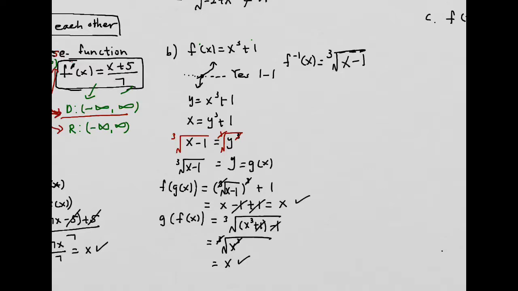And let's see if we can find the domain. It's easier to find the domain for the given function because this is a cubic equation. For a cubic equation, we know the domain is going to be negative infinity to positive infinity, where there are no restrictions. So this domain of the given function becomes the range of the inverse function.